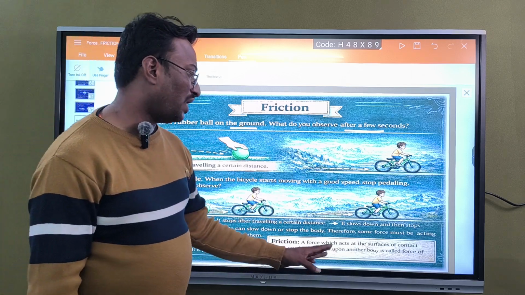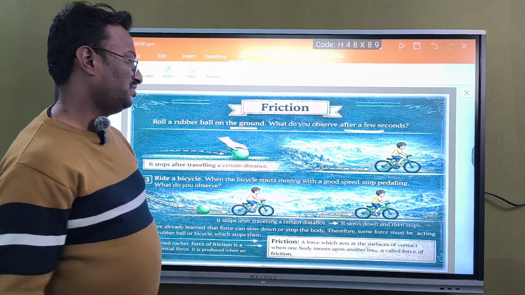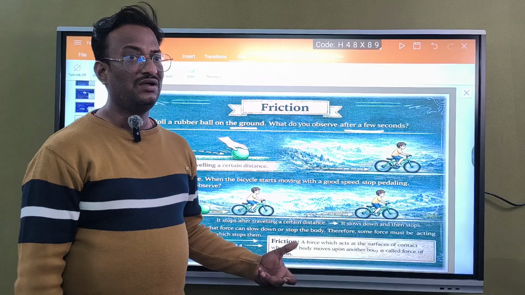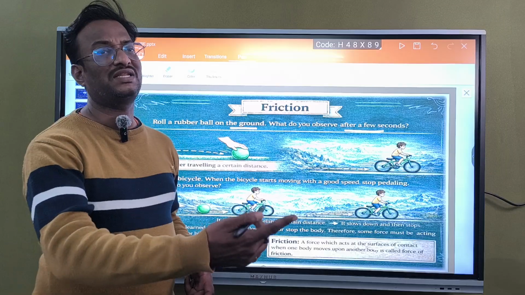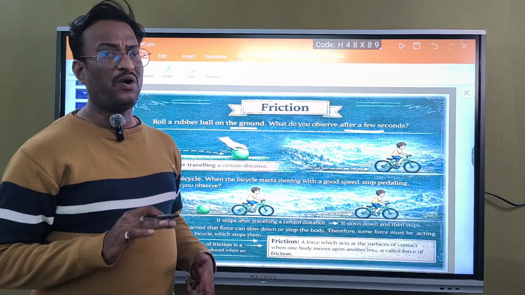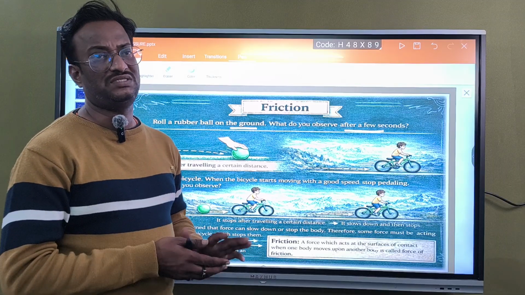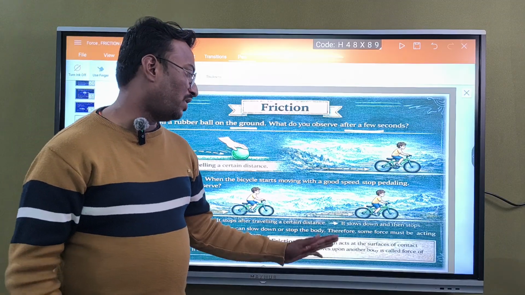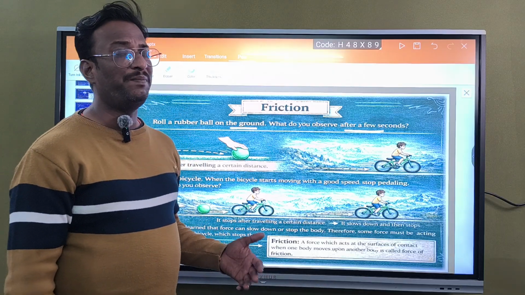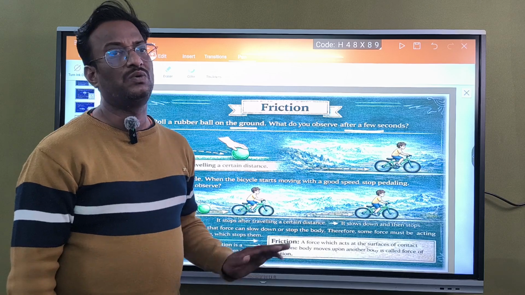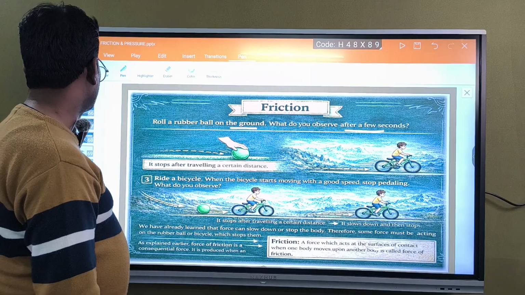When one body moves upon another body, the force is called force of friction. It is a force which acts at the surface of contact when one body moves on another body. When one body moves on another body, there exists a force between these two bodies. That force makes the body slow down and stop. That force we call frictional force or friction.